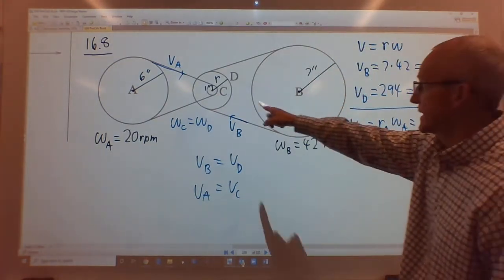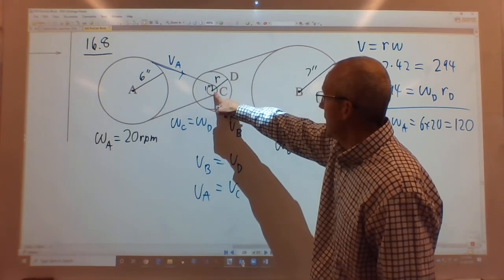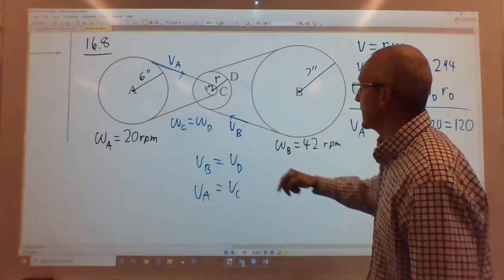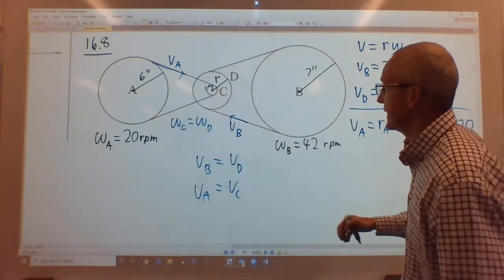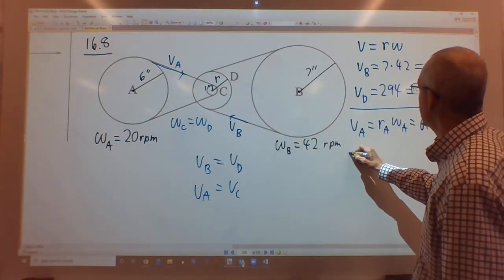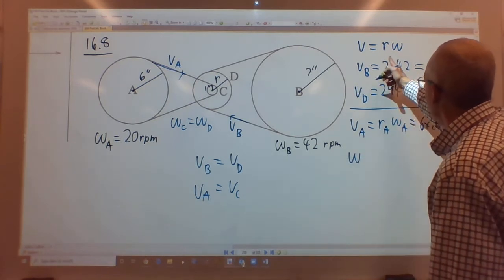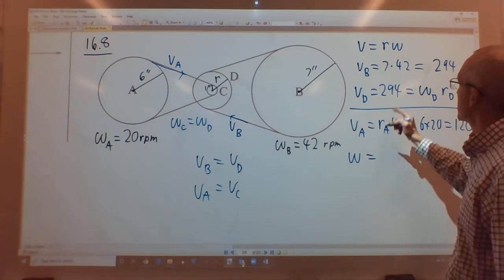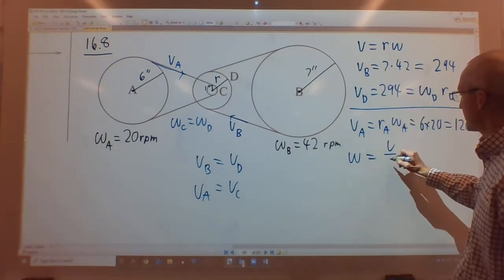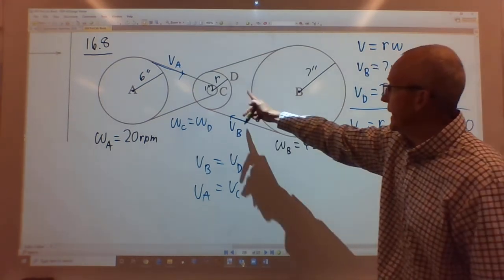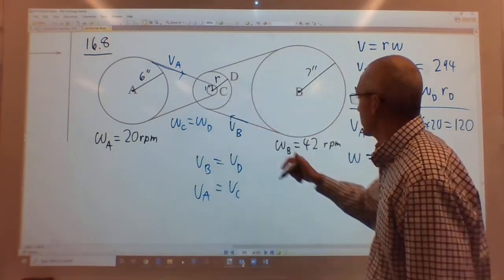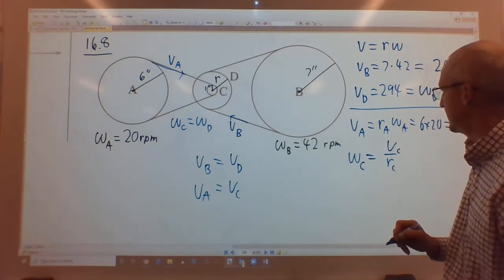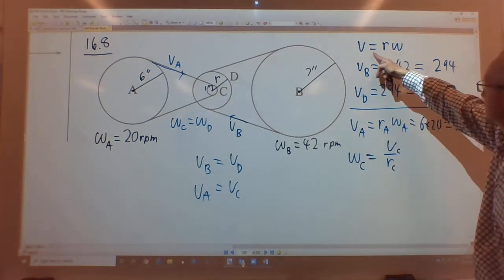That's how fast this wheel's going, at 120. And we know that's equal to this wheel, and we know its radius. It's 1 inch. That's awesome. So we can figure out that omega now. So let's look at omega C. Our formula is V equals R omega, so omega is equal to V over R. So omega C of the little wheel is equal to the velocity of C divided by the radius of C.